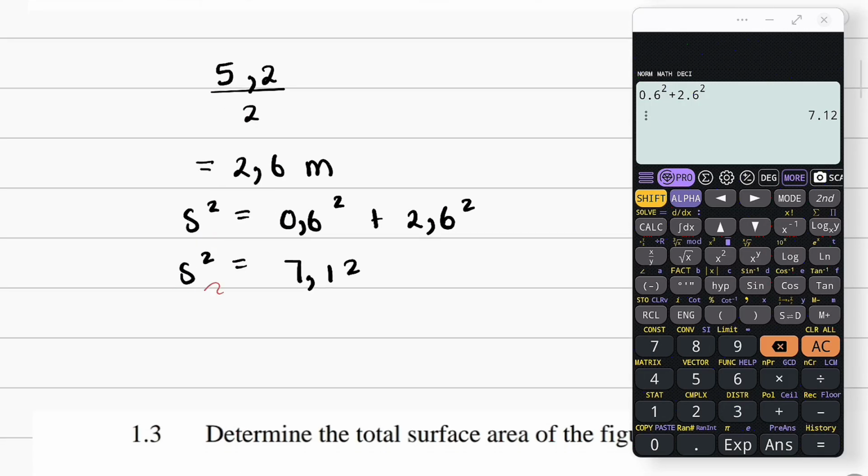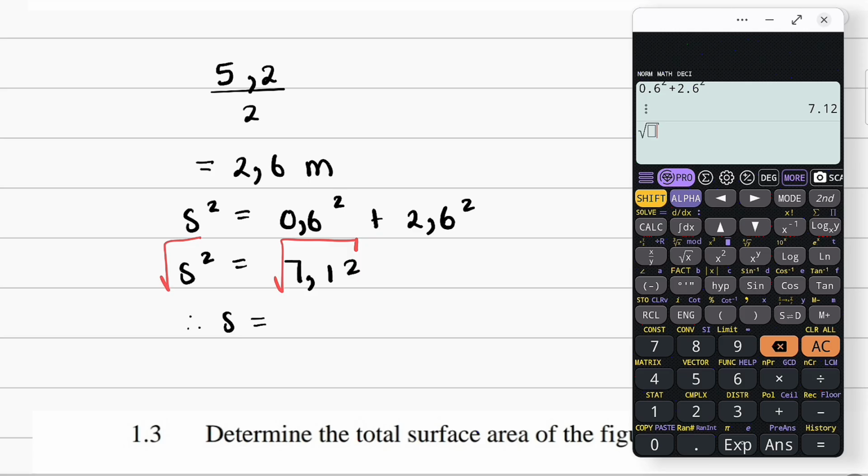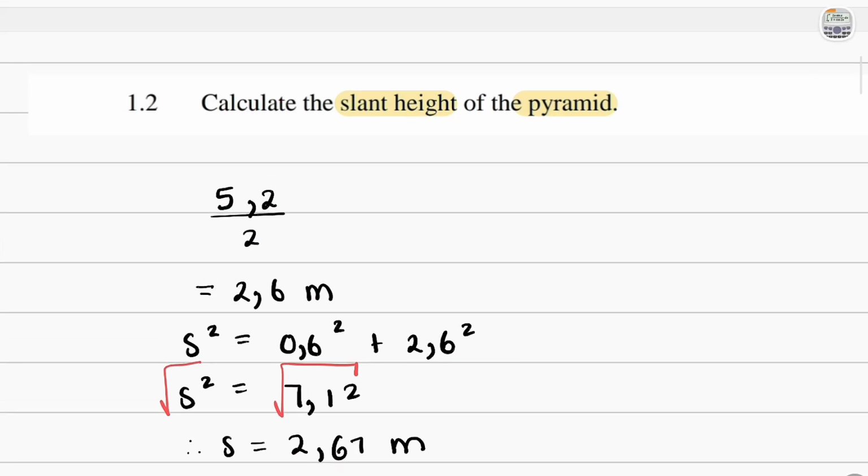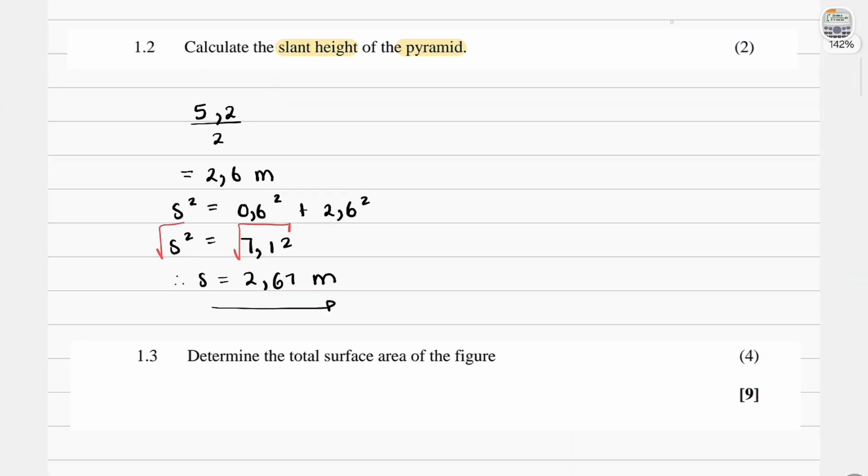And then finally find that slant height by square rooting both sides. You don't have to consider any negatives since we are working with lengths. So when we find the square root of this, you can just say square root of your answer. And then there we go. It is 2 point, and that 8 is going to round the 6 up to a 7. So this is 2.67 meters, and that is the slant height. Moving on to the next question.